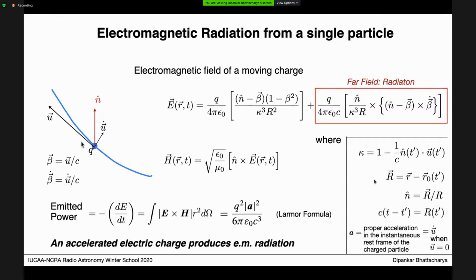So we have this charged particle moving arbitrarily along this blue path. At an instant, the charged particle is located here, and its velocity u is in this direction. N is the direction of the line of sight, and u dot, its acceleration at this point of time, happens to be in this direction.